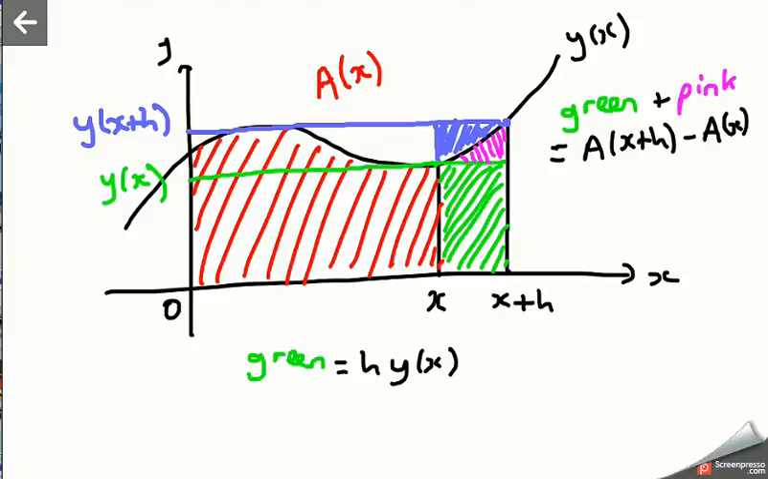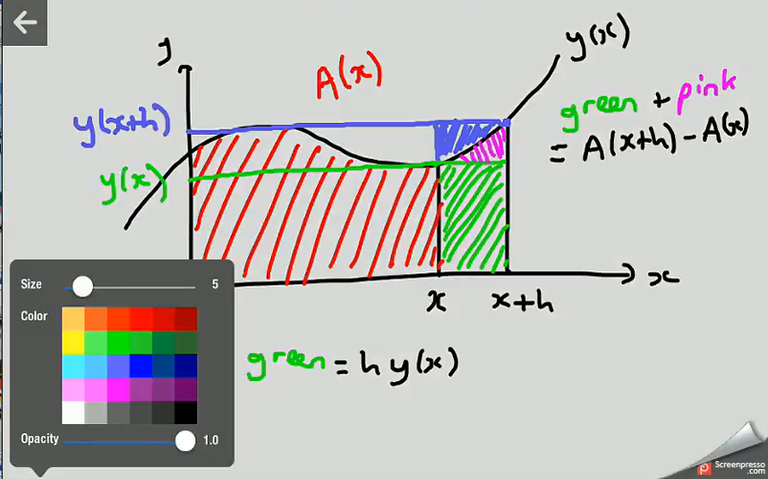Now I want to work out the area of the bigger rectangle, the rectangle that I'm now covering in red around the border. That rectangle has the same width. The width is still h, but the height is now y of x plus h. The height is this one here. And of course that rectangle is made up of the green, the pink, and the blue areas.